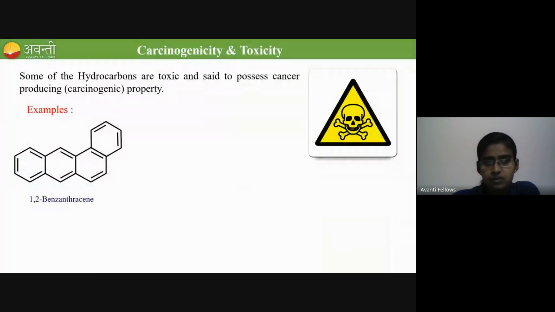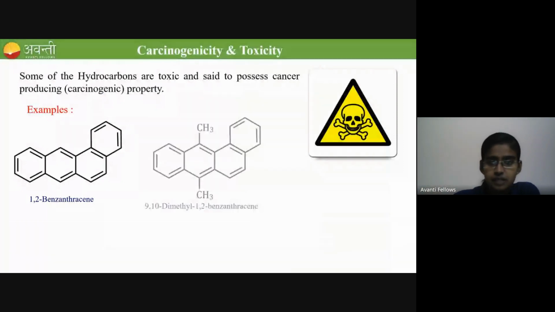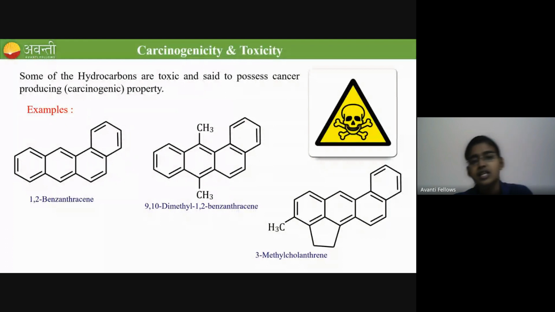So some of the examples of those compounds are 1,2-benzanthracene, which contains 4 rings. And this is one of the compounds, and it also contains 4 rings with the 2 methyl group. And here 4 benzene rings and 1 cyclopentane kind of ring is there. And these compounds are said to possess the cancer producing property. So these are nothing but 2 or more than two benzene rings fused together, producing this cancer causing property.